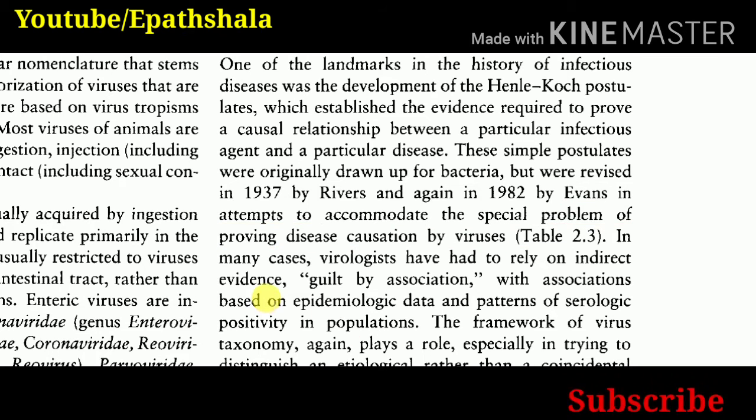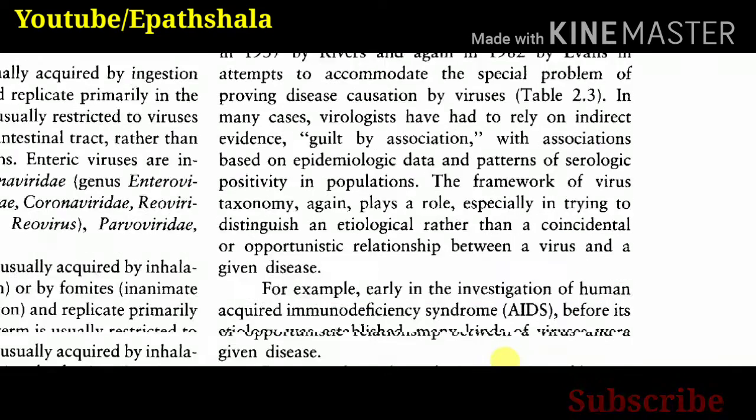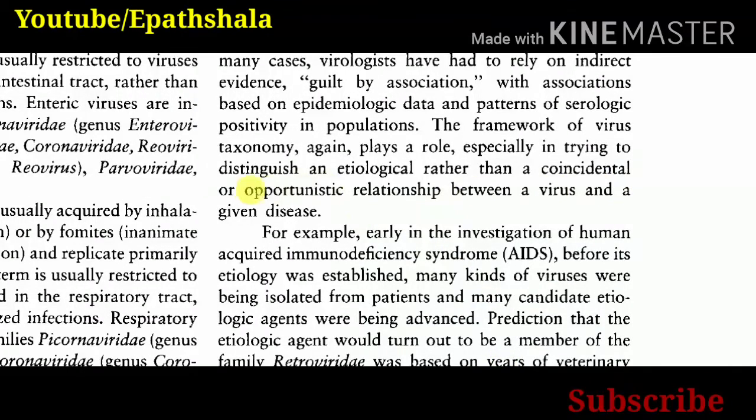In many cases, virologists have had to rely on indirect evidence, guilt by association, with association based on epidemiologic data and patterns of serologic positivity in the population. The framework of virus taxonomy again plays a role, especially in trying to distinguish an etiological rather than a coincidental or opportunistic relationship between a virus and a given disease.